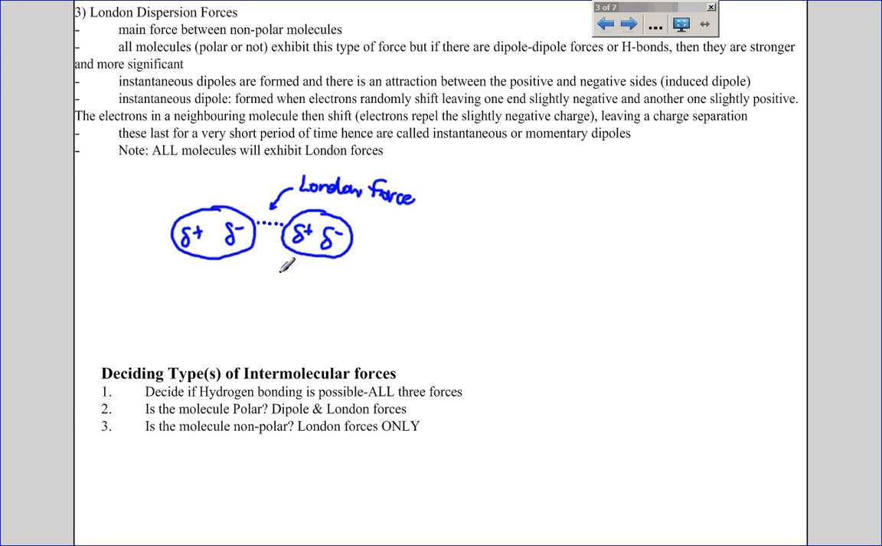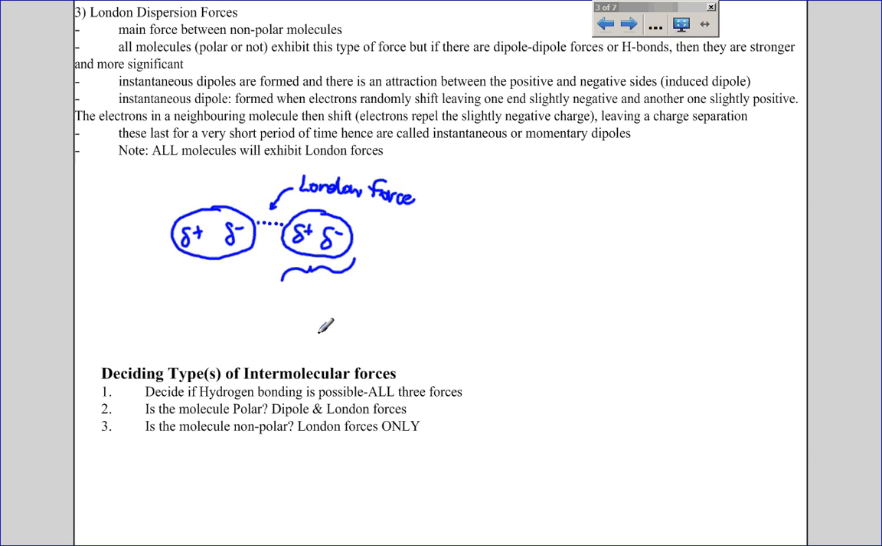Now this intermolecular force is quite weak because as quickly as it's formed, it's going to be broken. As quickly as these electrons end up in one area leading to this charge separation, they're going to repel one another and as a result break the intermolecular force. So these are referred to as instantaneous dipoles. And also sometimes they are called momentary dipoles. And that's what this is here. This is the momentary or the instantaneous dipole.